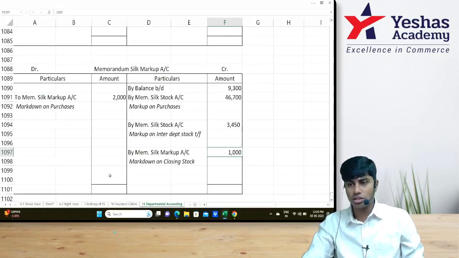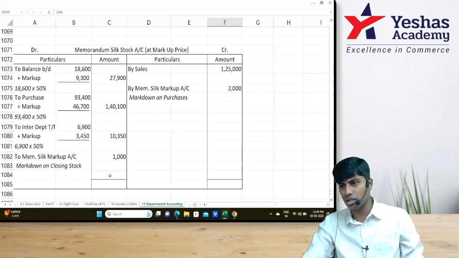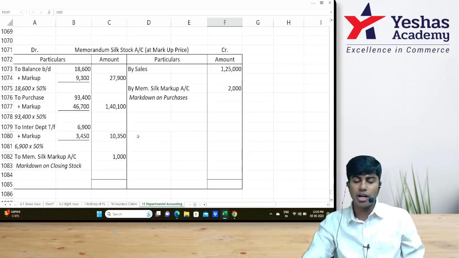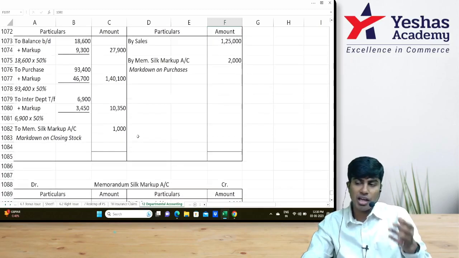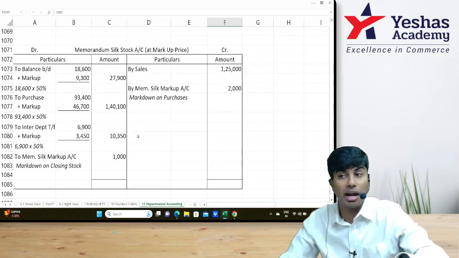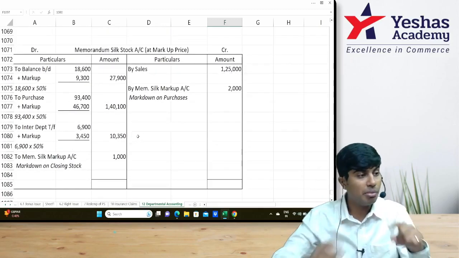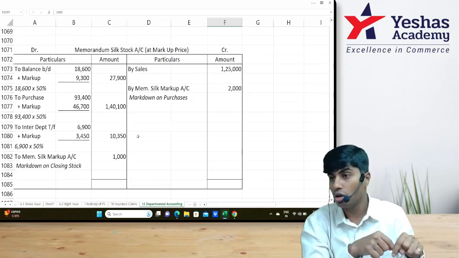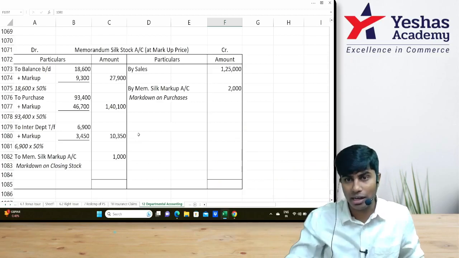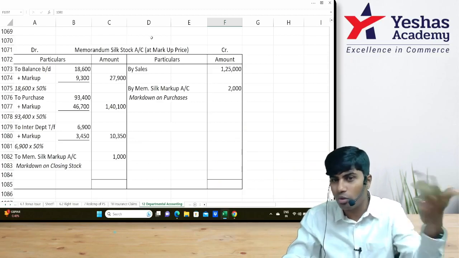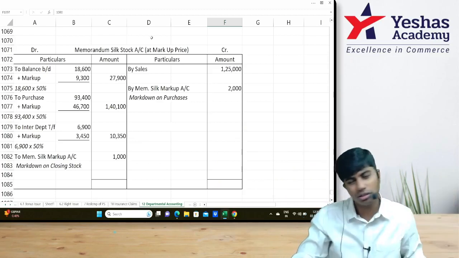There is no silk loss. Silk is safely safeguarded. Any balance in memorandum silk stock account is our cost. And this cost is including markup. It is 1/2 on cost. On marked up price, it will be 1/3. If you do 1/3, I will get my markup. That I will write in my memorandum markup account debit side. Balance in figure is profit.